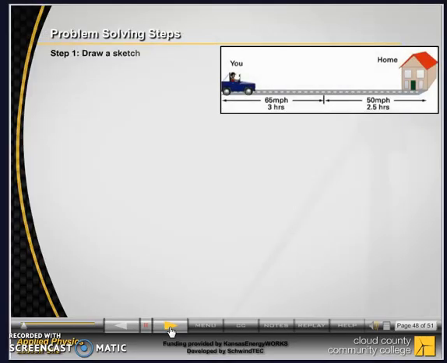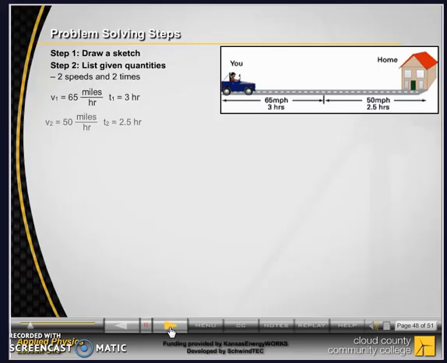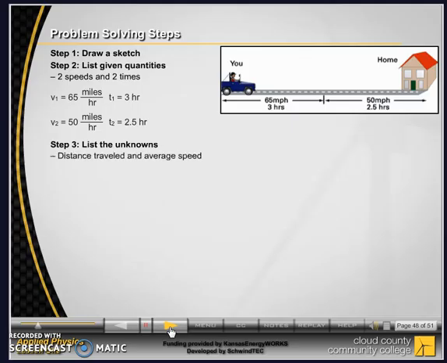Step 1, draw a sketch. Step 2, list the given quantities. In this problem, we are given 2 speeds and 2 times. We will list them with subscripts to distinguish between them. Step 3, list the unknowns. In this problem, we are looking for 2 things: the distance traveled and the average speed.